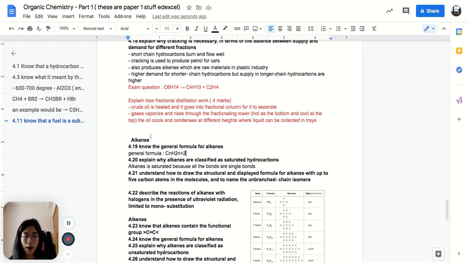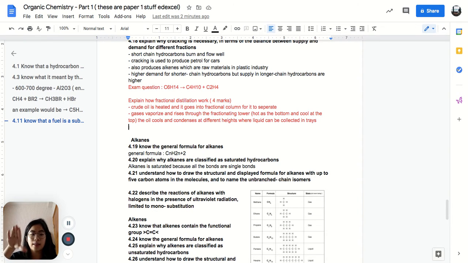Gas vaporizes and rises through the fractionating tower, hot at the bottom and cool at the top, and the oil cools and condenses at different heights where liquid can be collected in trays. That would give you the third and fourth marks. So gas vaporized gives you 1 mark, and then this gives you the second mark. Of course, you don't write brackets in an exam, so you could just say they will be separated, from hot at the bottom and cool at the top.